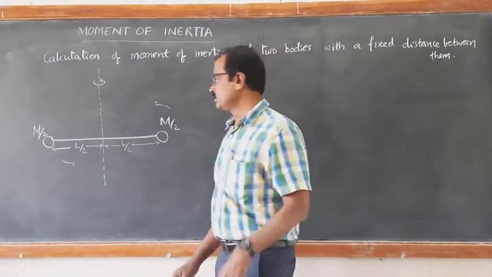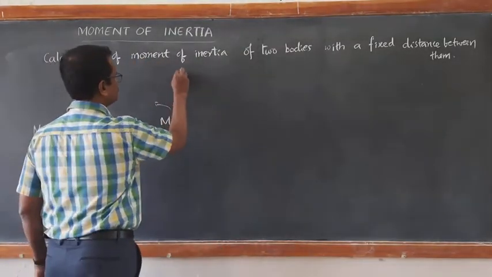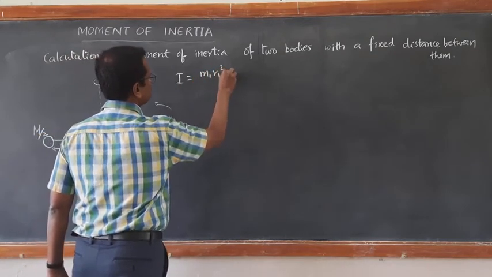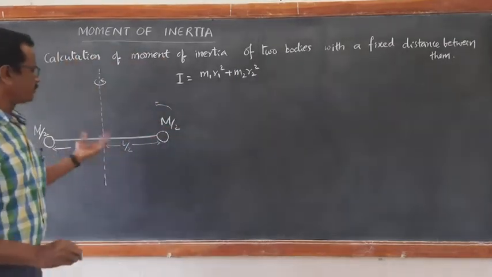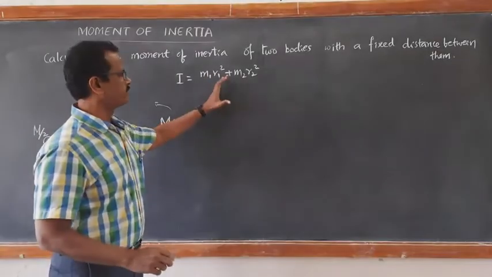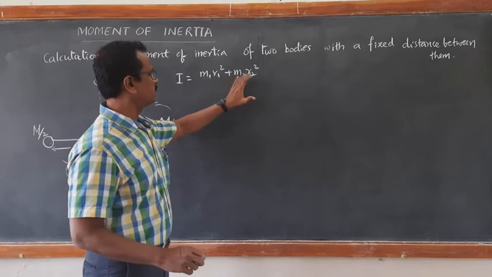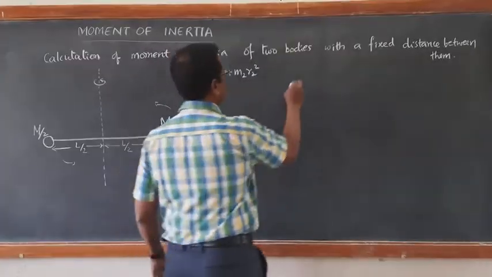How to calculate the moment of inertia? We know from the definition, I is equal to m1 r1 square plus m2 r2 square. Because there are only two bodies, I can use this simple equation for two bodies, m1 r1 square plus m2 r2 square. You can see here m1 and m2 are equal.